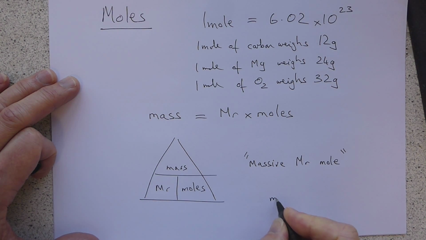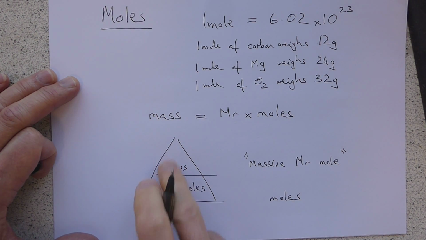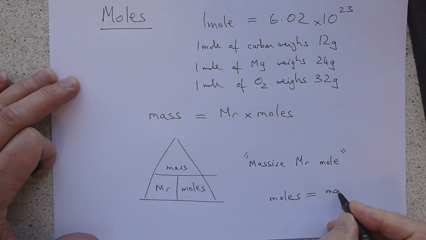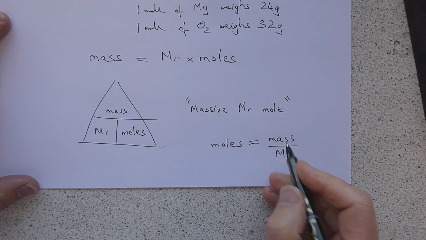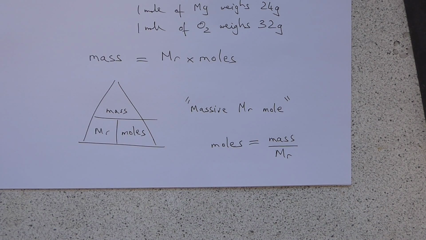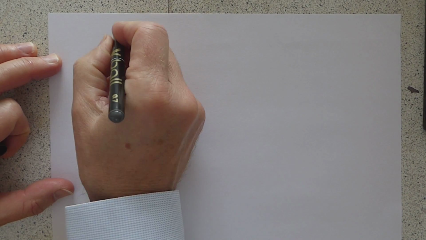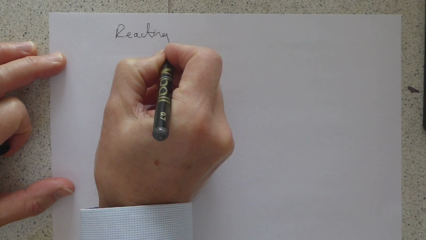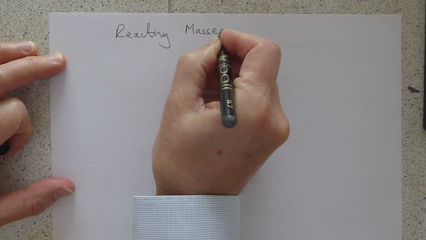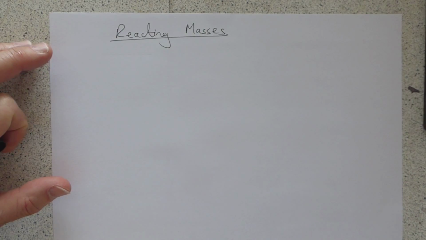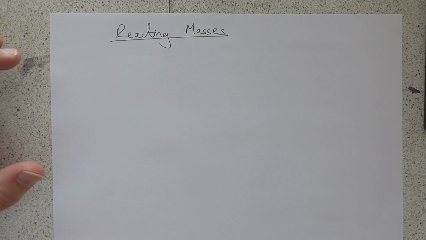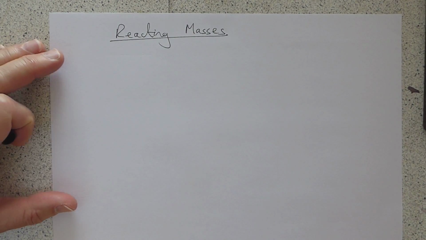Put it another way, the number of moles is the mass divided by the Mr. And that is a very common version of the equation. We're going to be using that moles is mass over Mr quite regularly. The most important calculations we have to do using the massive Mr. Mole equation are what we call reacting masses calculations. They are those that ask you things like, how much calcium oxide can I make from reacting 10 grams of calcium carbonate, or something like that?